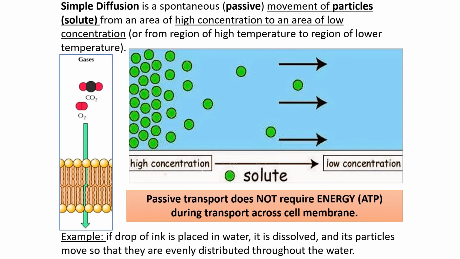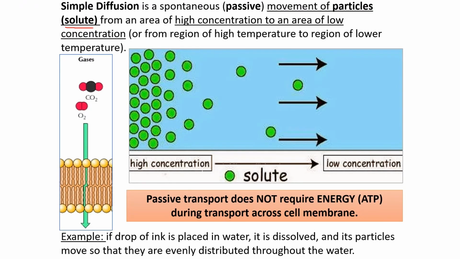So we will start with simple diffusion. Simple diffusion is the spontaneous, passive movement of particles, called solute, from an area of high concentration to an area of low concentration, or from a region of high temperature to a region of low temperature.